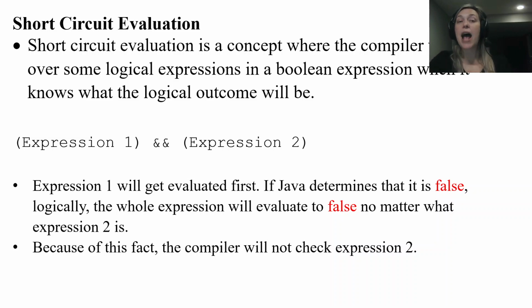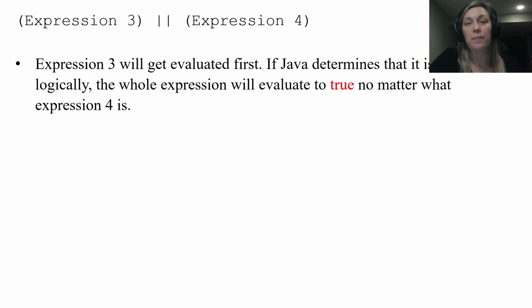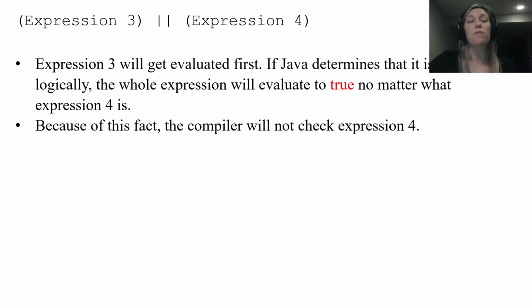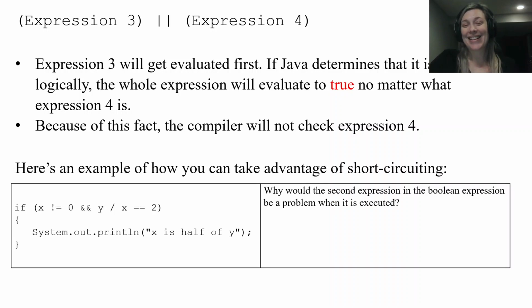And then the same idea happens with the OR. Okay, so let's say I have expression 3, expression 4, right? So expression 3, I evaluate that first. If it's determined that it's true, logically, the whole expression will be true, no matter what expression 4 is. Okay, that's the OR logical Boolean operator, right? If expression 3 is true, then the whole thing is true. Doesn't matter what expression 4 is. So because of that, the compiler will not check expression 4. Okay. So those are the two short circuit examples.